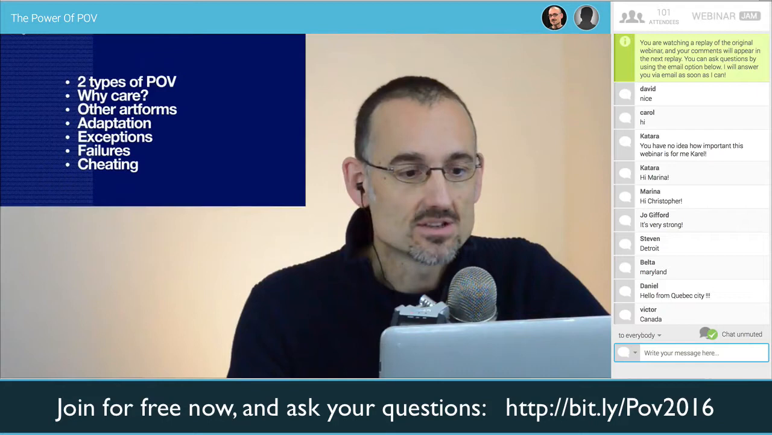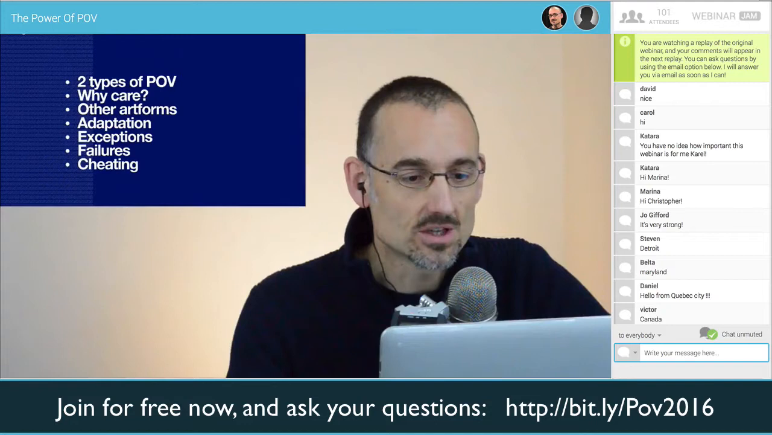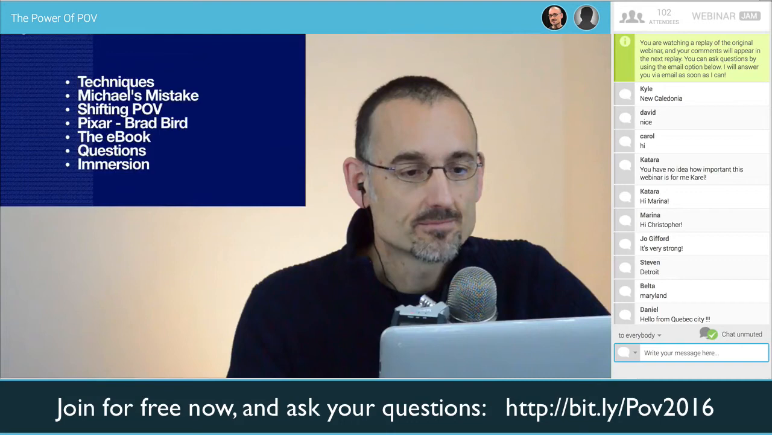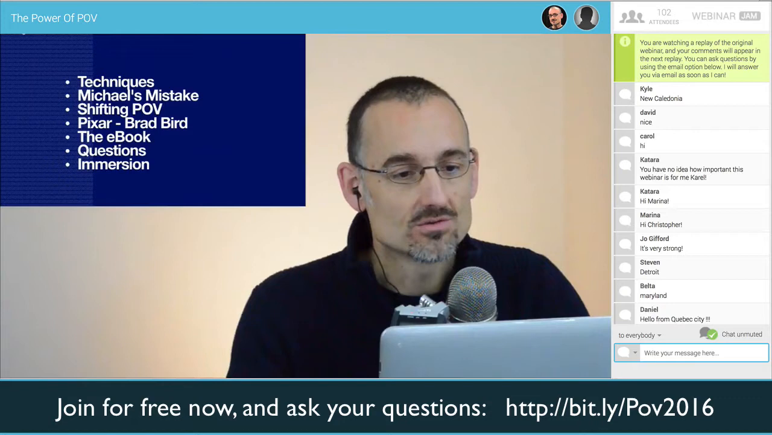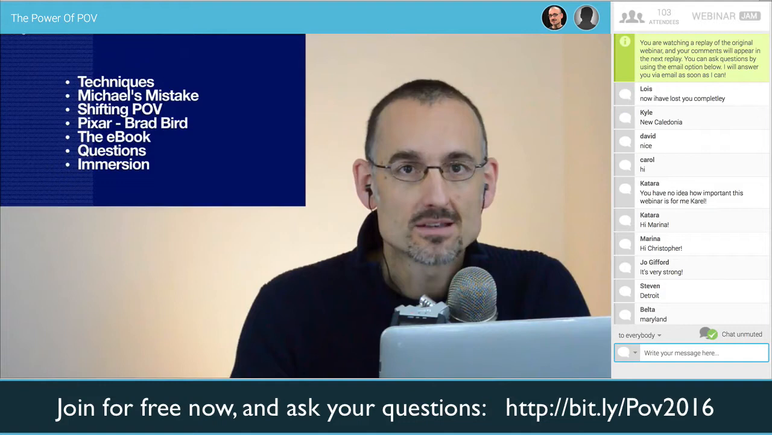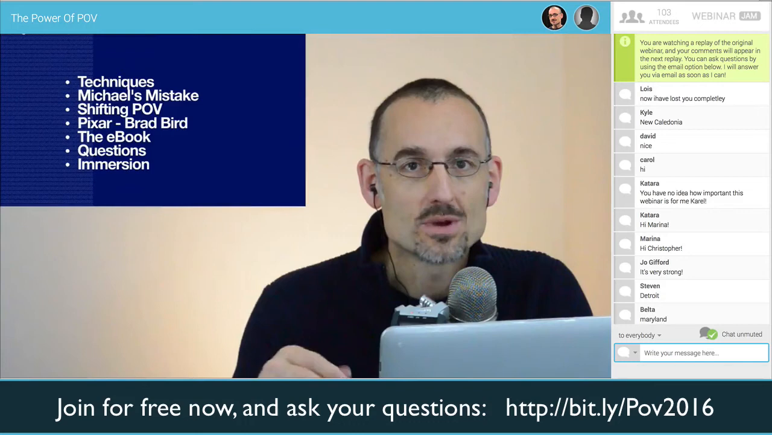Exceptions to the rules. I'm not going to invite you to follow those blindly, obviously. Show you a beautiful POV failure. I'll mention, if you have time, something about POV cheating. Most importantly, I'll tell you how to control it, how to manage POV in your screenplay. We'll say something, an anecdote about Michael Haig's mistake in a Sydney workshop. I'll explain shifting POV. That's an important skill to master, because ultimately that's really what it comes down to. Pixar use point of view to their benefit. And I'll also show you how Brad Bird learned a thing or two about POV.